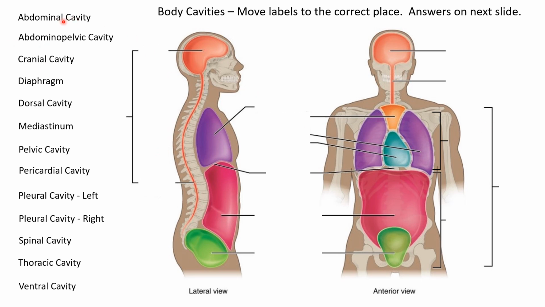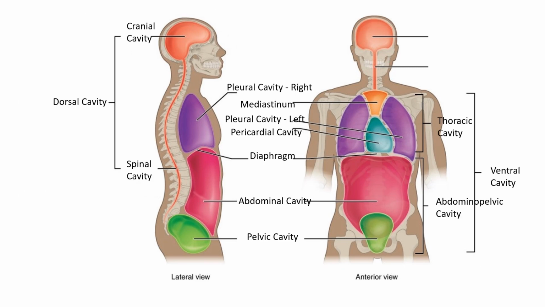You could print this page and write down where they go, or you could copy them and move them if you had the PowerPoint, but I think we all have PDFs. But here, the abdominal cavity is going to be just this part. The abdominopelvic cavity is this part. So you could move that and label them. The cranial cavity is this part. Dorsal cavity, that part. The diaphragm is this part. So you may want to print out that slide and play with that. And here's the answers.